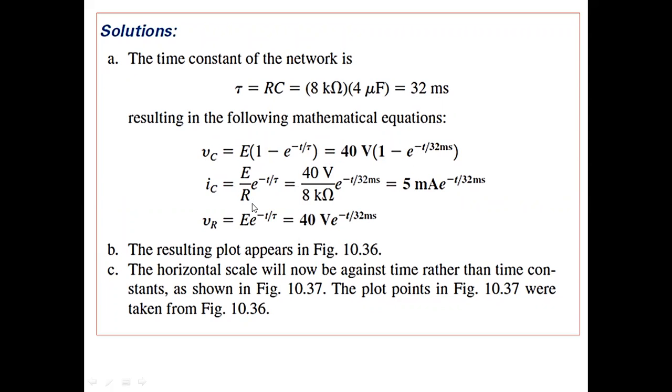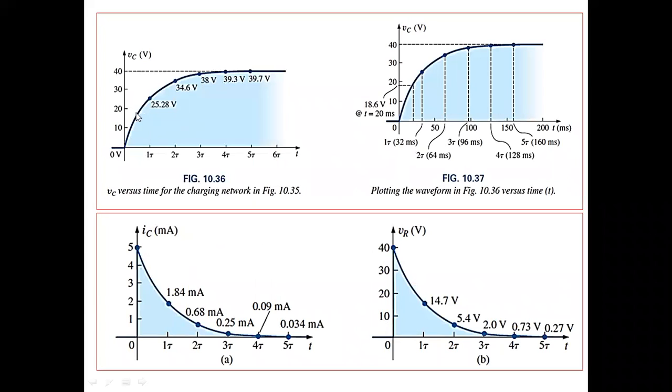Now IC is E by R times e raised to the power minus t by tau. Putting the values, you will get this expression in milliamperes. And similarly for the VR in the charging phase, you will get this. Now the plots: this is the VC versus the time constant tau, 1 tau, 2 tau, 3 tau.